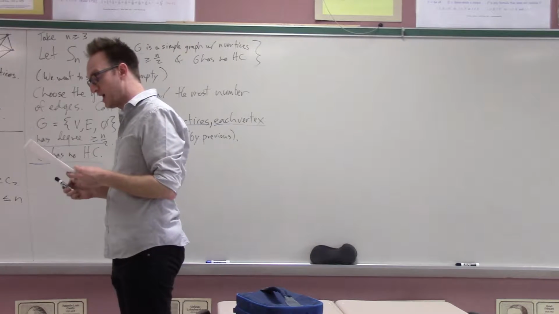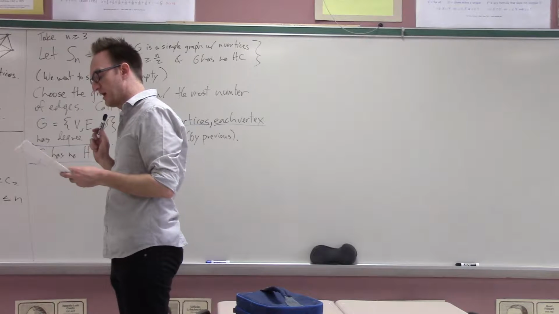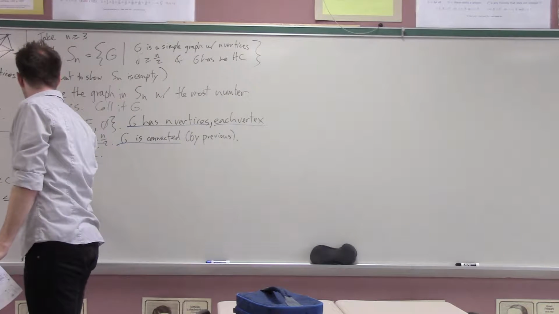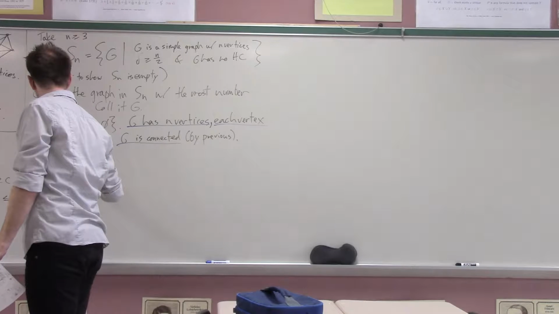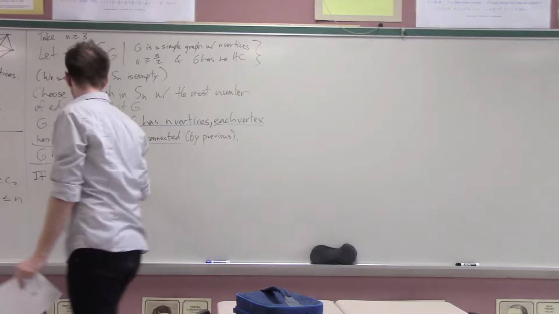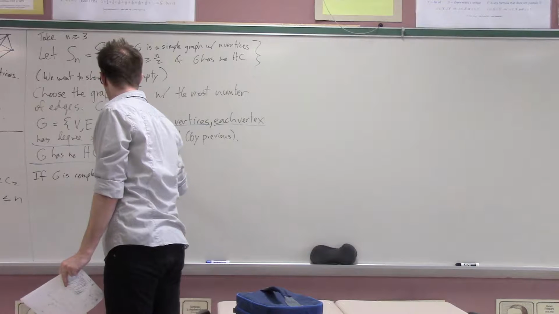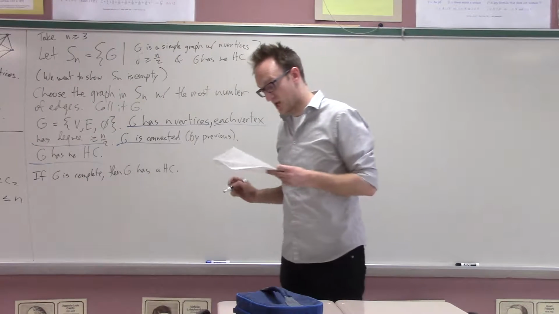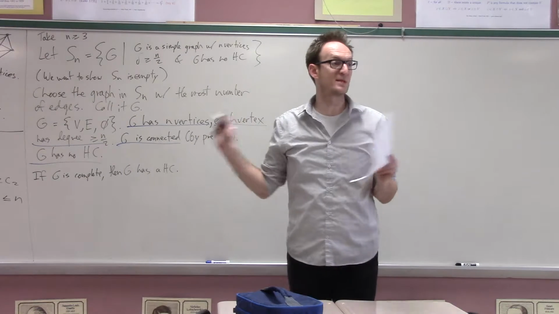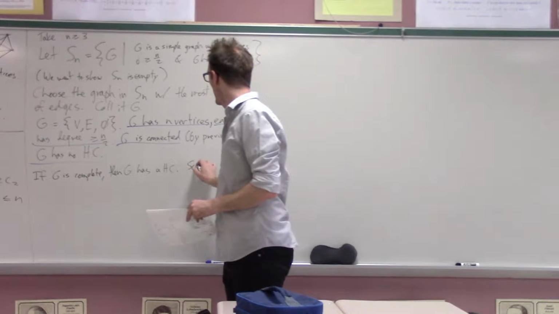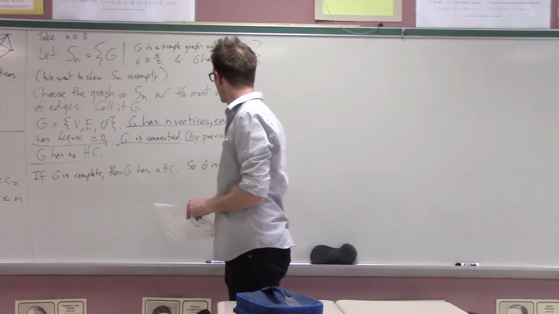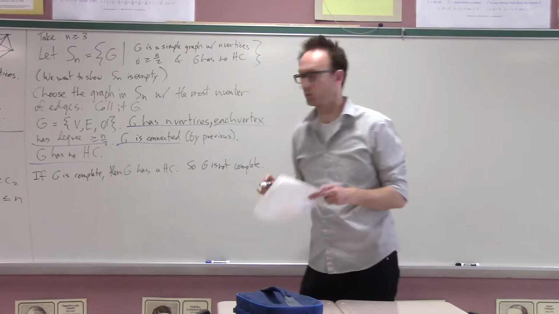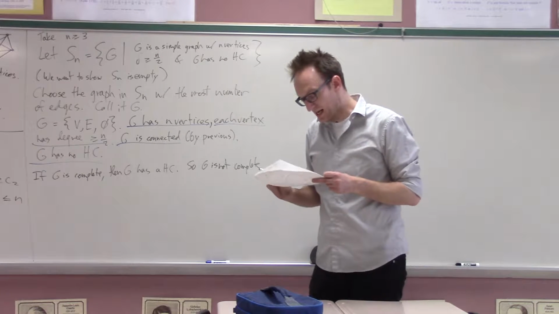Okay. So if G is complete, then G definitely has a Hamiltonian cycle. So G must not be complete. Whoever's manning the camera, you're getting all this? Yes. All right.